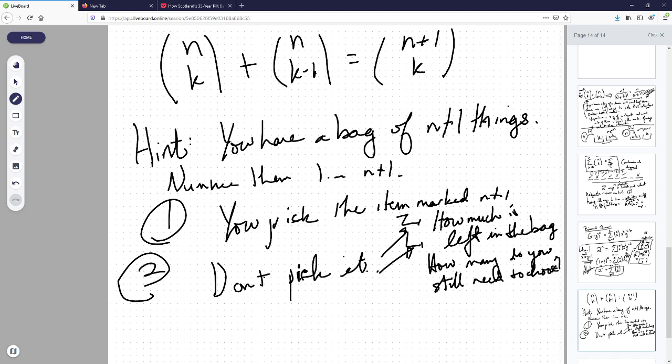And so if you do that, that's the combinatorial argument. Basically, you say you start with a bag of n plus 1 things, you number them, you either pick the thing numbered n plus 1, or you don't pick the thing numbered n plus 1, right? If you do pick the thing marked n plus 1, then how much is left in the bag and how many do you still need to choose? If you don't pick the thing marked n plus 1, how much is still left in the bag and how many do you still need to choose? And then you can basically add those two conditions. So the hint is the problem now. Okay, cool. So I think that's all that I want to say about that for now.